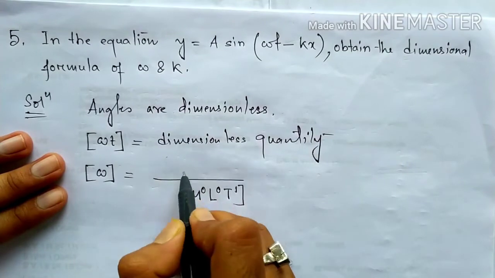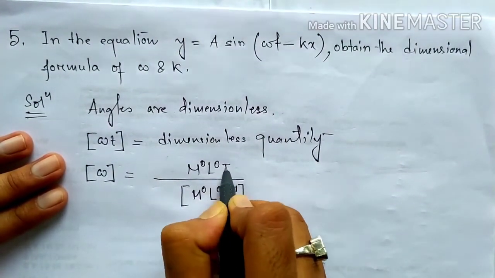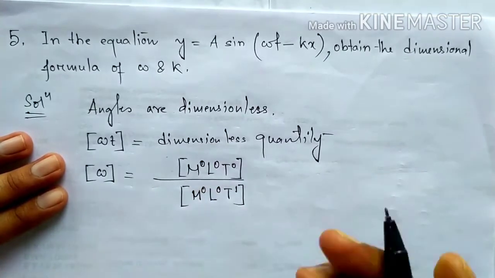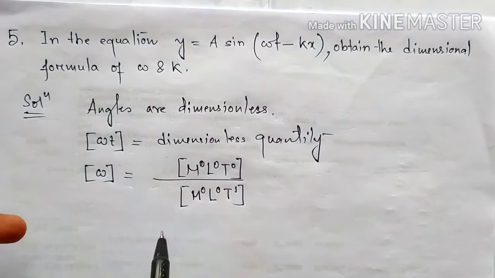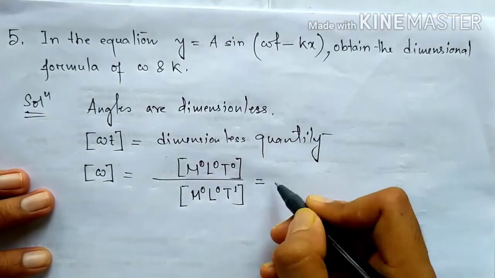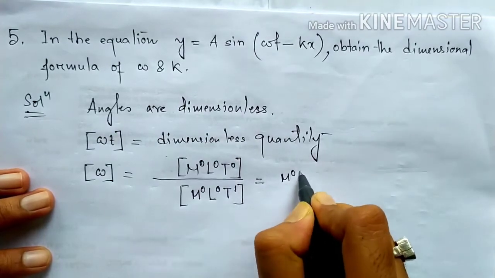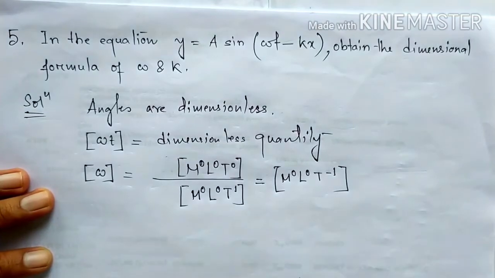So here, the dimensionless quantity has got no dimension. So I can write M to the power 0, L to the power 0, T to the power 0. No dimension. Or we can even write 1. There is no harm. So it will be M to the power 0, L to the power 0, T to the power minus 1. So this is the dimension of omega.